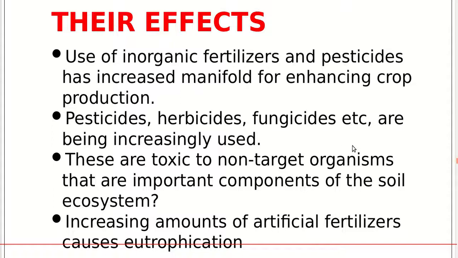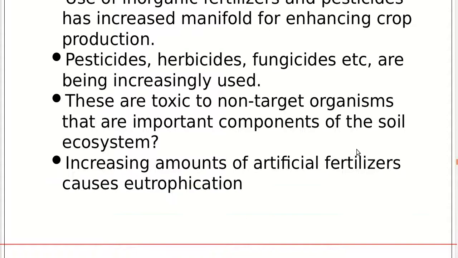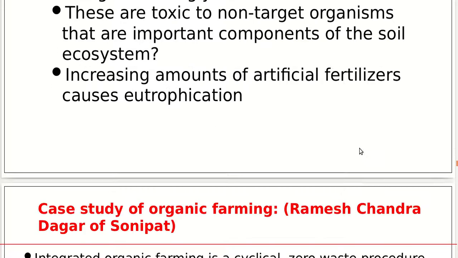But the pesticides, herbicides, and fungicides that enter into our body through these fruits and vegetables are higher, and even the soil is polluted because of these pesticides, herbicides, and fungicides.